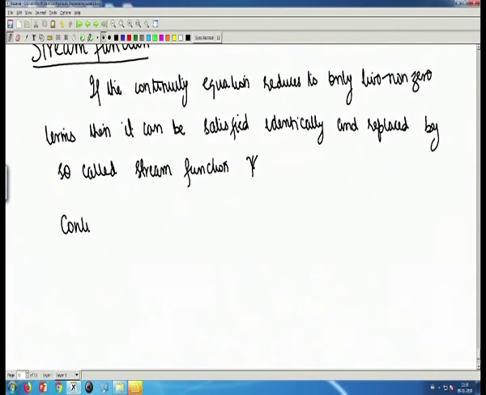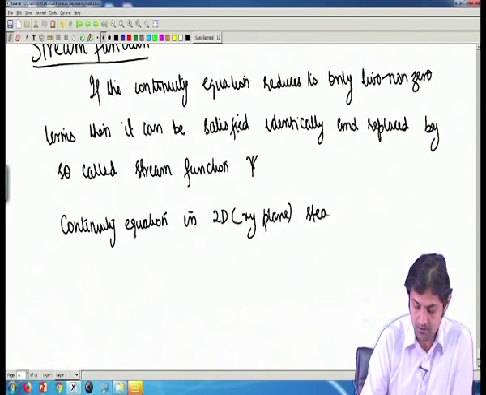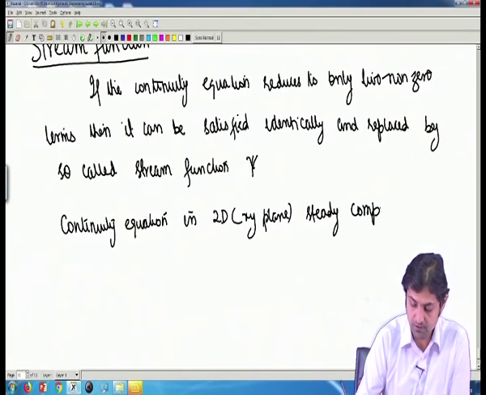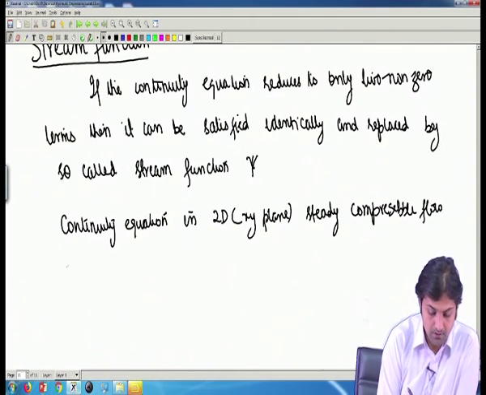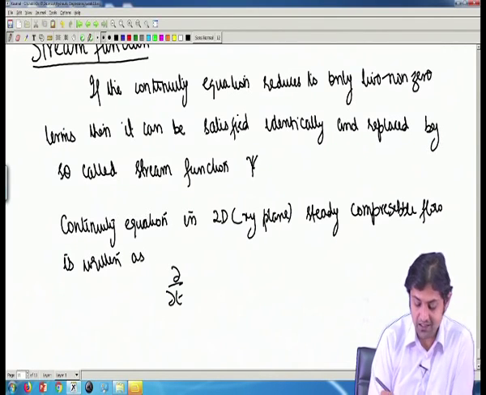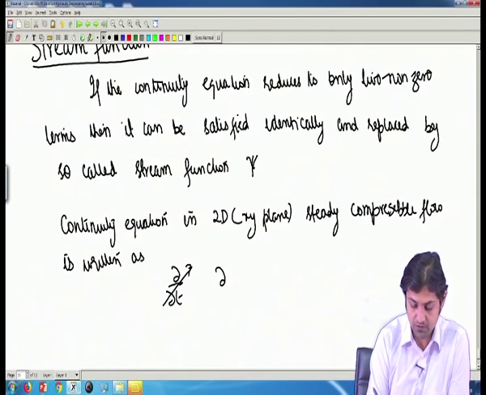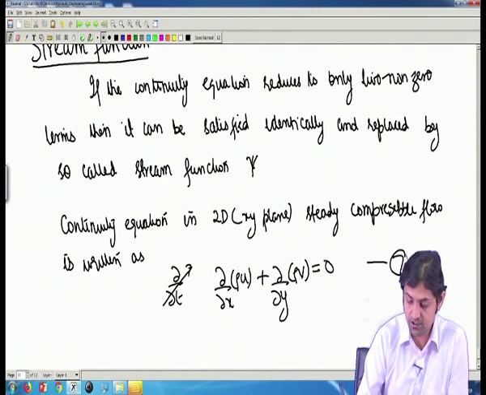So the continuity equation in 2D, let's call it the xy plane, for 2D steady compressible flow is written as, so if it is steady, that means there is not going to be any del t term, right? So we will have only del x of rho u plus, because it is compressible, del y of rho v is equal to 0, right? This is equation number 7.